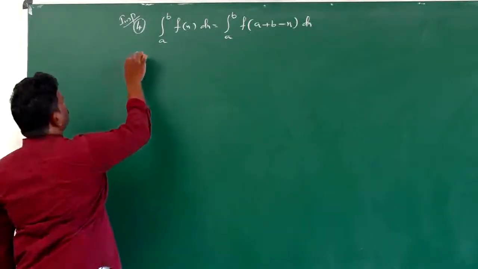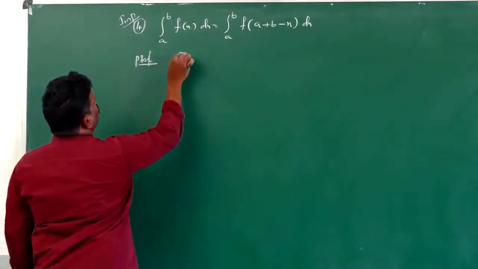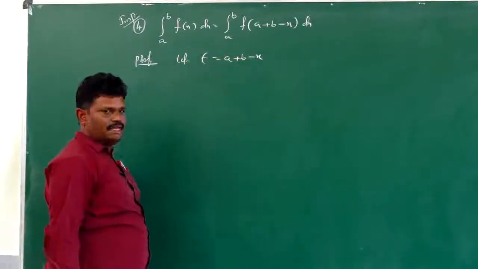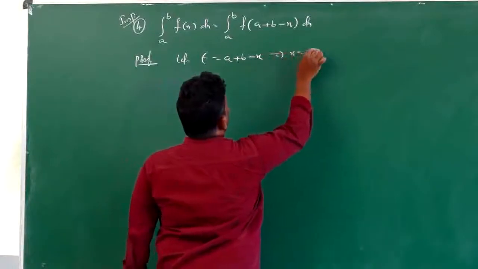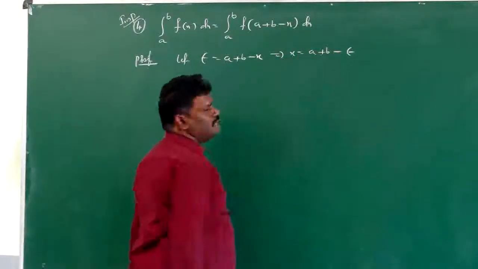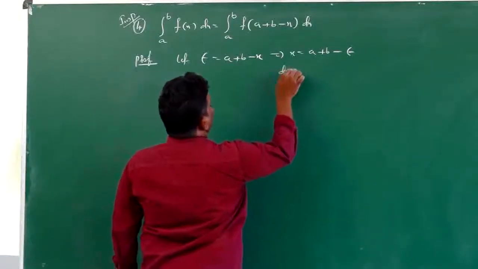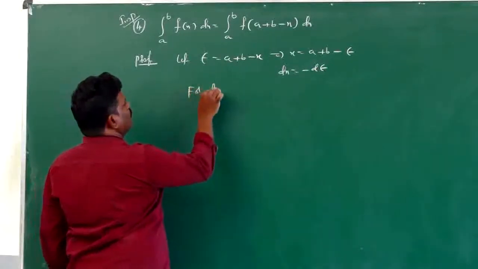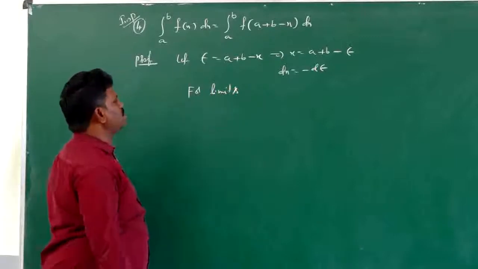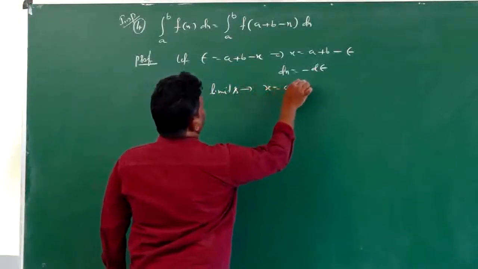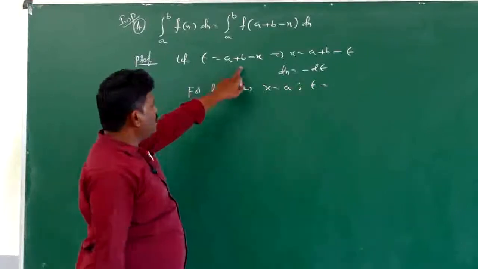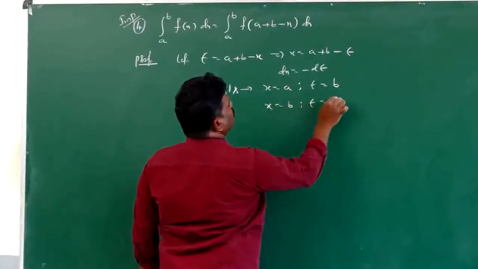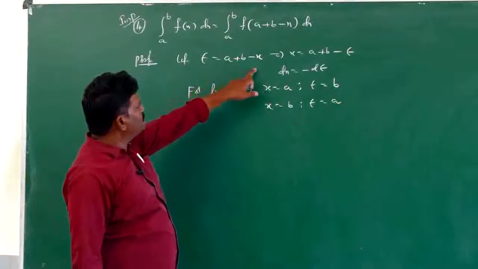Now if you want to prove this one, take a substitution. Let t is equal to a plus b minus x. From that equation, x is equal to a plus b minus t. Now dx is equal to minus dt. For limits, suppose x is equal to a, then t is equal to a plus b minus a, so b. Then x is equal to b, then t is equal to a.